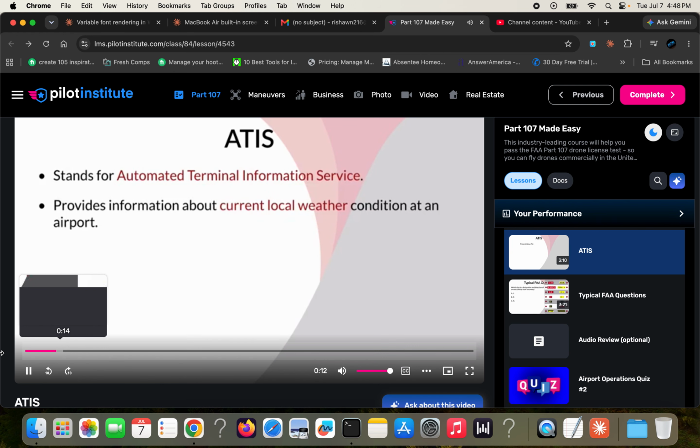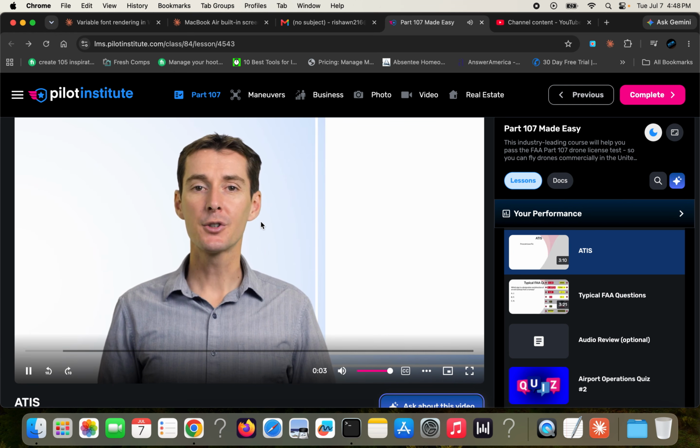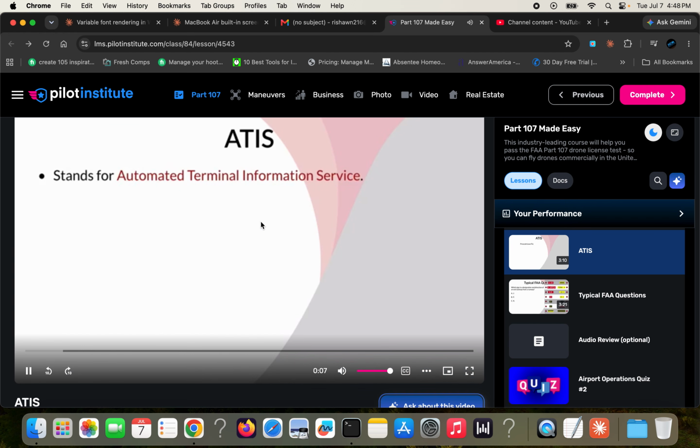A complicated word for saying, what is the current local weather? The third source of information for airports is called the ATIS, and the ATIS stands for the Automated Terminal Information Service. And what you find in the ATIS is basically just a complicated word for saying, what is the current local weather at an airport?